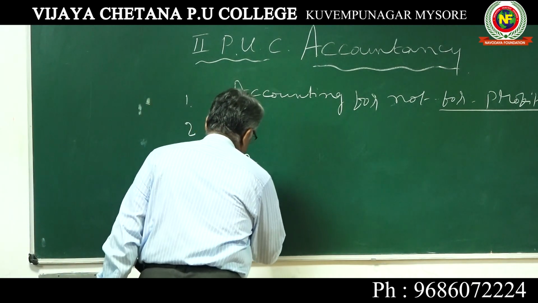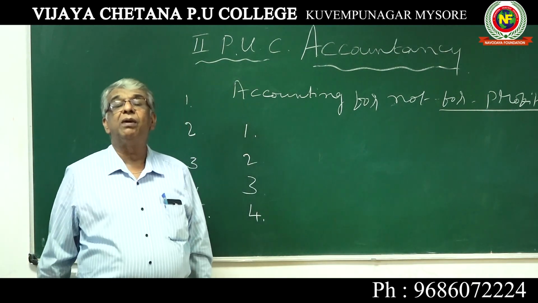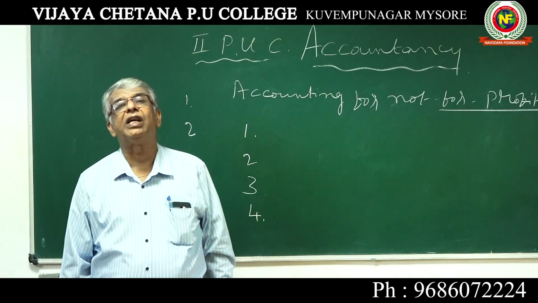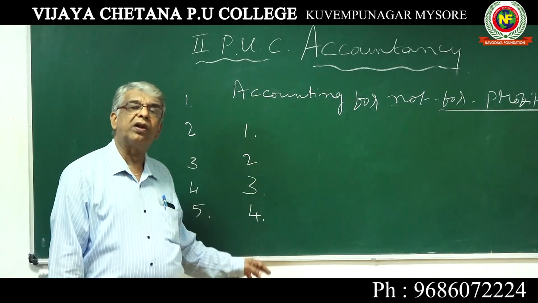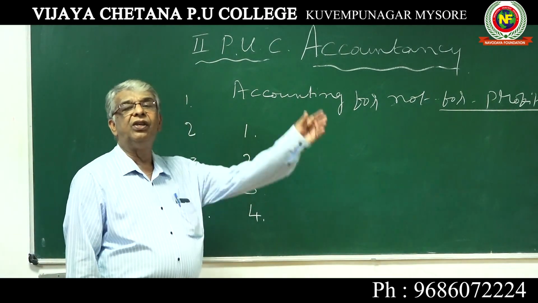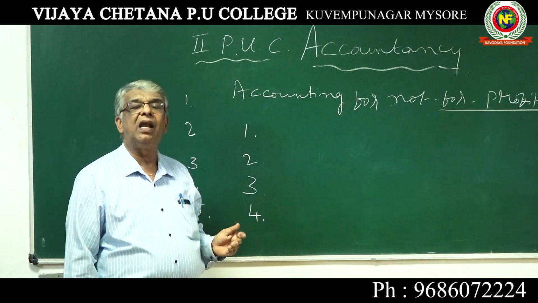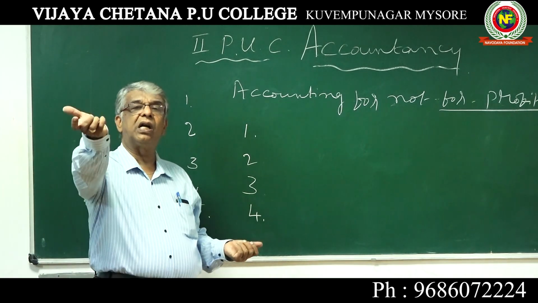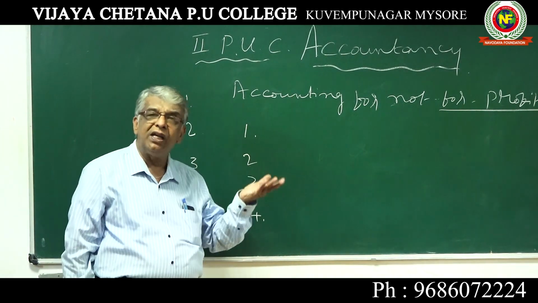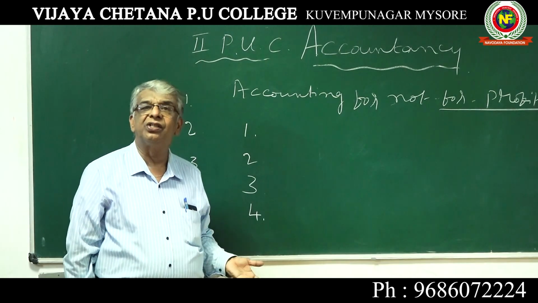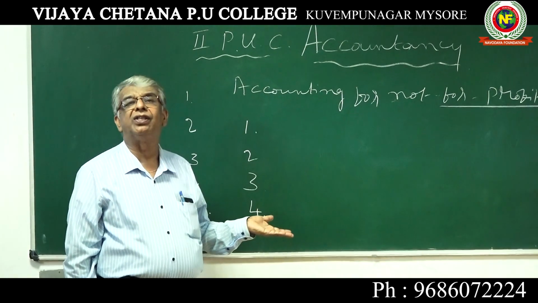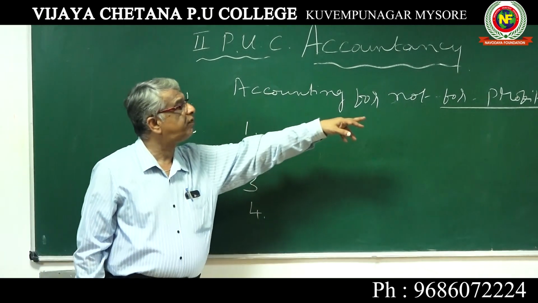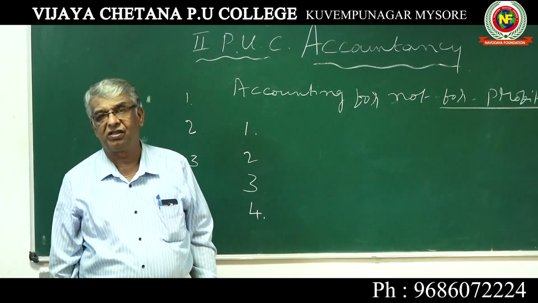And the next one is, as you know, subscriptions. So where do you get the income for this non-profit organization? These non-profit organizations are going to get their income by collecting subscriptions from the members, and also government aids, donations, legacies and interest on investments. So these are the major sources of income to the not-for-profit organization.